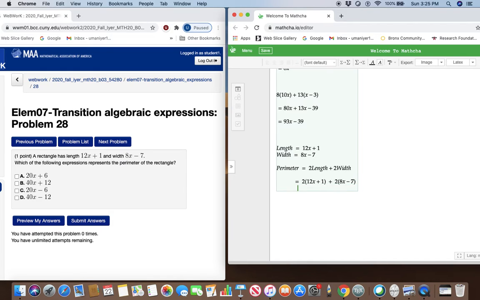Now if you simplify, for that you need to first multiply: 24x plus 2 plus 16x minus 14, which gets me 24x plus 16x, 40x, plus 2 minus 14, negative 12. 40x minus 12.